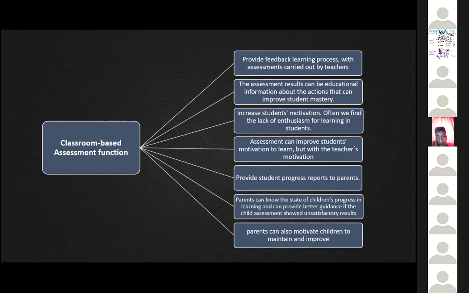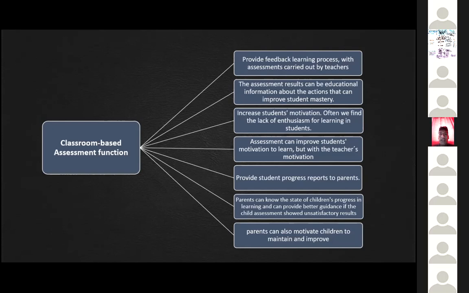The first one is to provide feedback on the learning process with assessment created by teachers. In each lesson it provides information on the student's level of the material studied in the learning process. Also, the assessment results can be educational information about the actions that can improve a student's mastery.